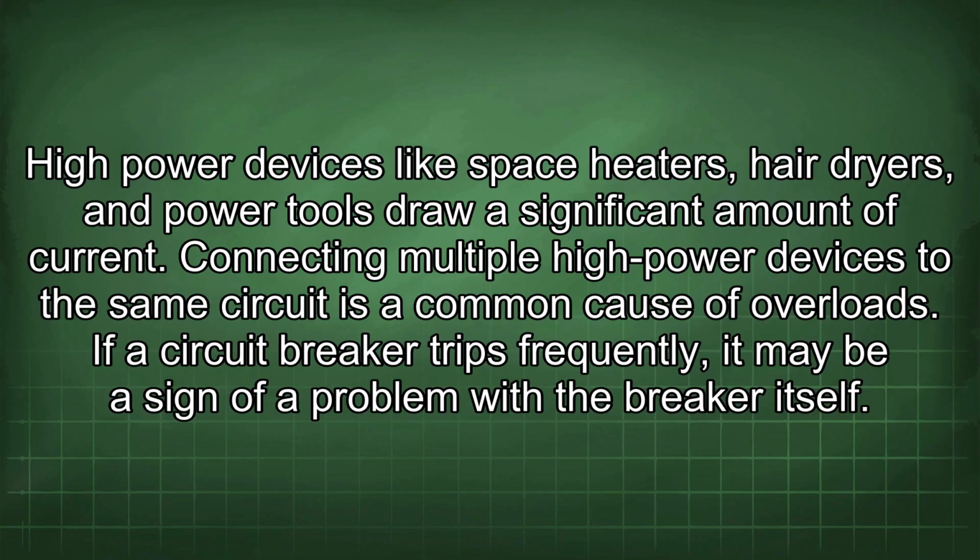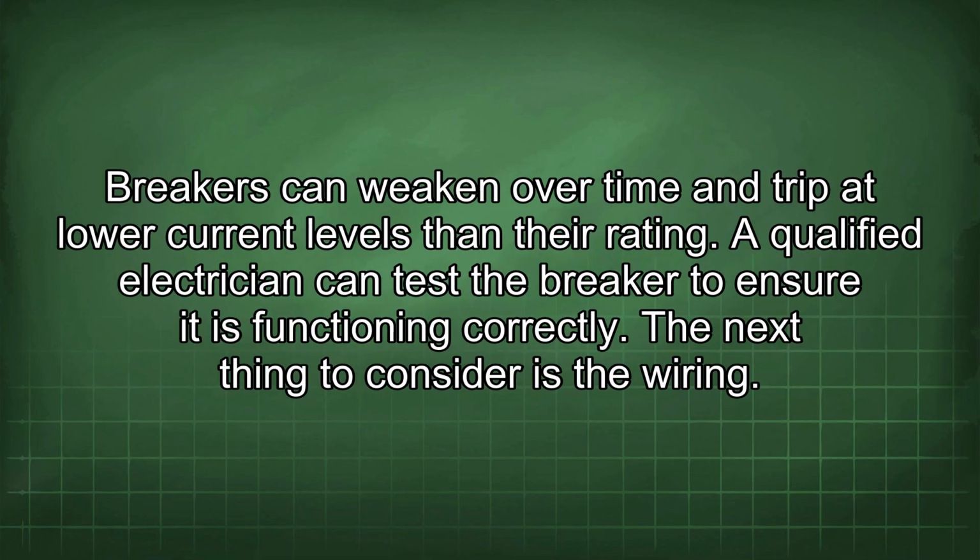Then consider the type of devices. High-power devices like space heaters, hair dryers, and power tools draw a significant amount of current. Connecting multiple high-power devices to the same circuit is a common cause of overloads. If a circuit breaker trips frequently, it may be a sign of a problem with the breaker itself. Breakers can weaken over time and trip at lower current levels than their rating.